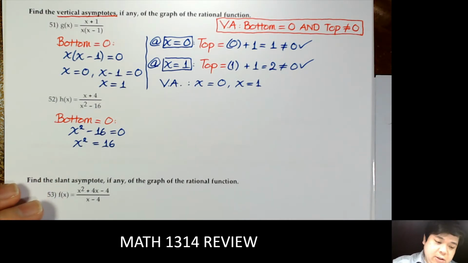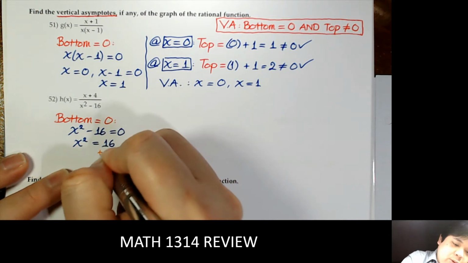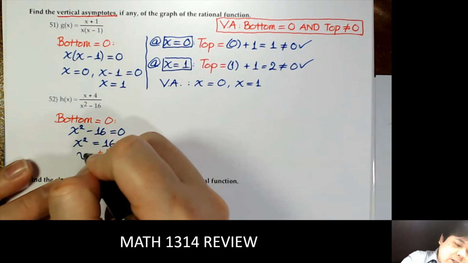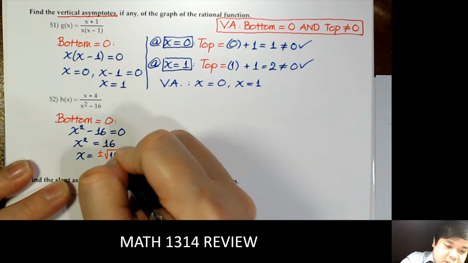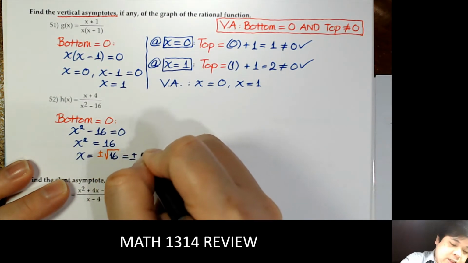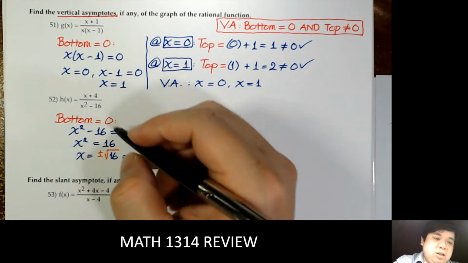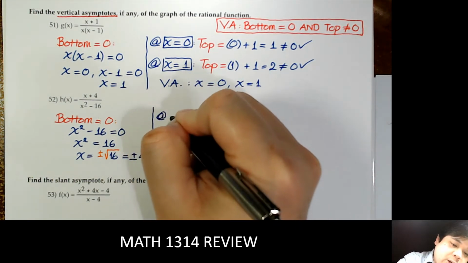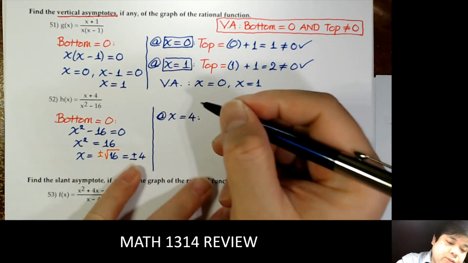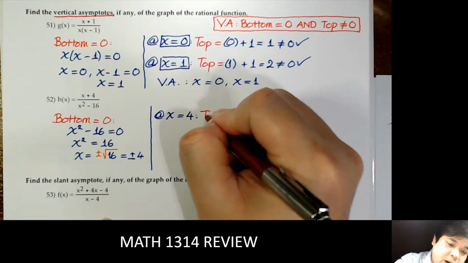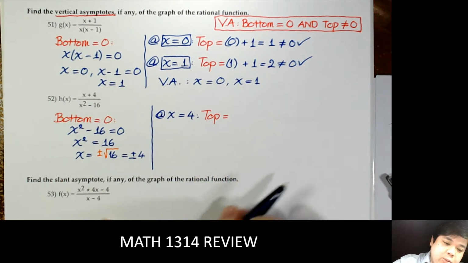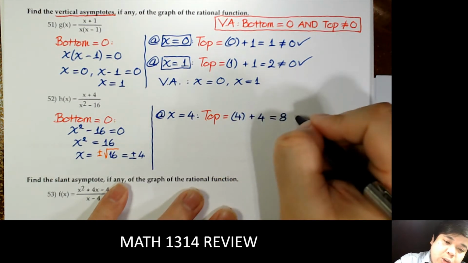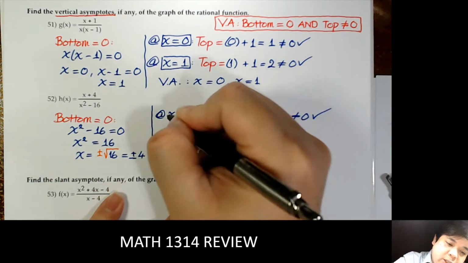Right. So there'll be plus or minus square root. So I have x equals plus or minus square root of 16, which is plus or minus 4. Right. Don't forget there's a plus or minus. Then we will check when x equals 4, the top equals, put 4 in for x, and that is 8, which is not equal to 0, which is good.